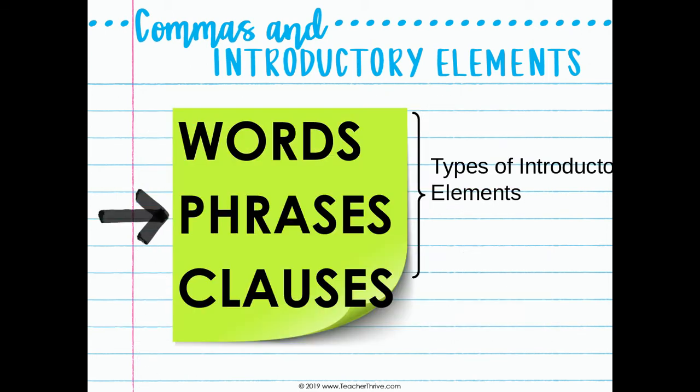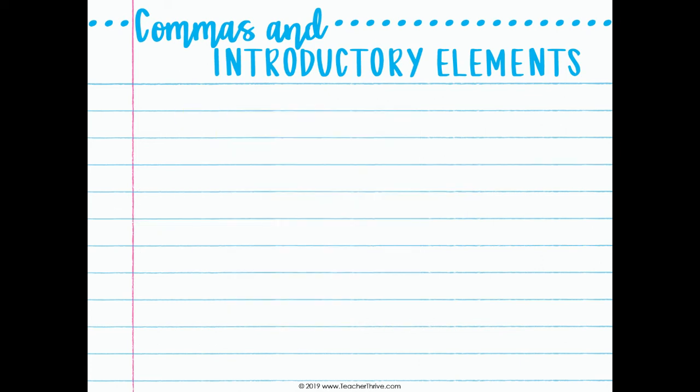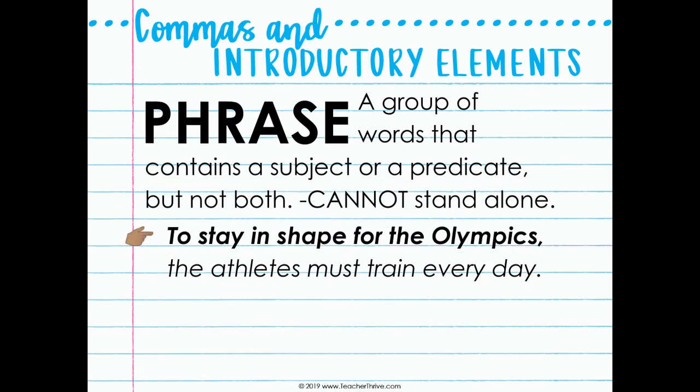Okay, the next type is a phrase. A phrase is a group of words that contains a subject and a predicate, but not both. It cannot stand alone, so it's not a complete thought. It's just a phrase. To stay in shape for the Olympics, the athletes must train every day. Okay, there you have the phrase to stay in shape for the Olympics, introducing the rest of the sentence. Notice the comma that comes after Olympics.